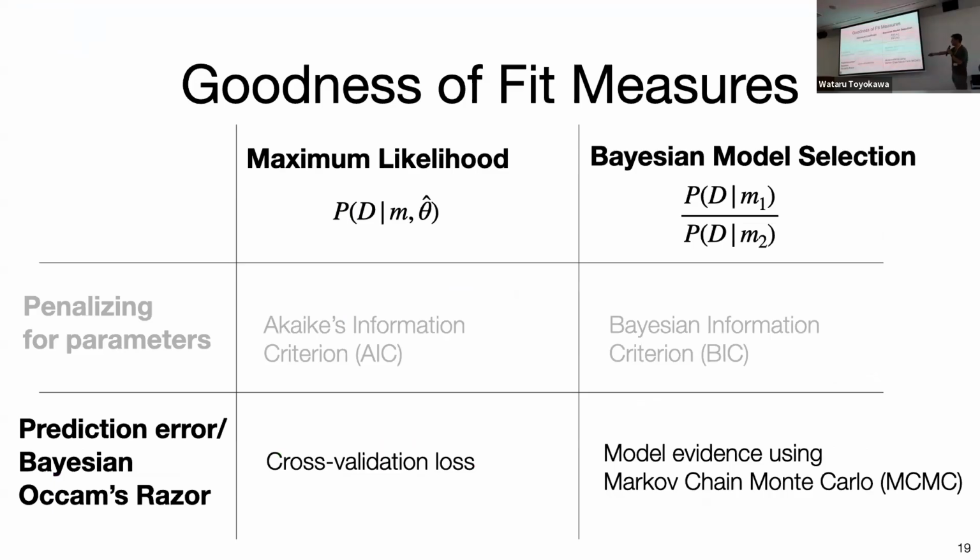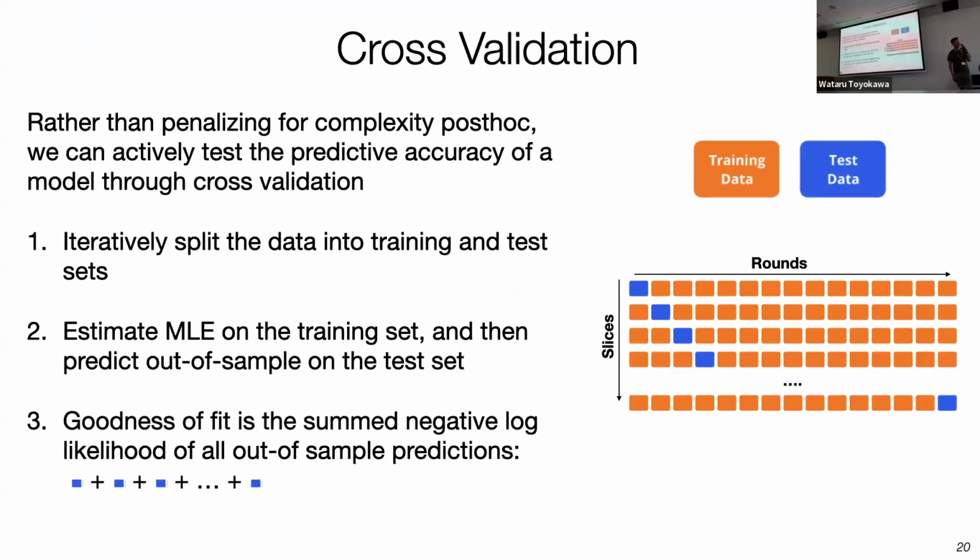Good. So we covered very simple approaches for goodness of fit measures that work by penalizing parameters. And now we're going to move on to cross-validation loss and model evidence using MCMC sampling. Cool. So I already talked a bit about cross-validation, where rather than trying to penalize for complexity post hoc, we can actively test the predictive accuracy of our model through cross-validation. And we do this by breaking up our data into separate training and test sets, right? So we fit the model on the training data, and then we try to predict the test data, okay?